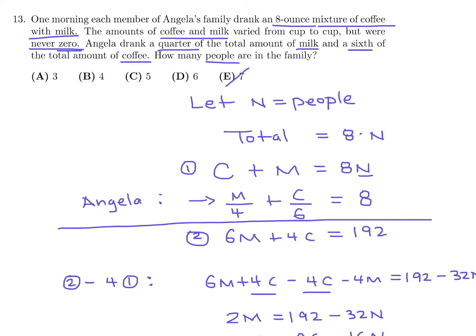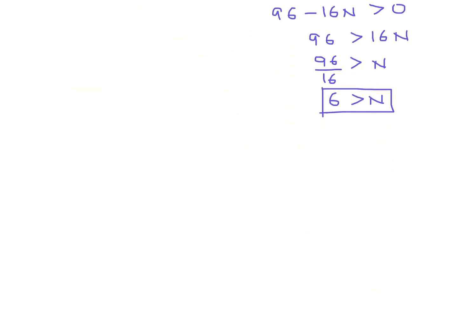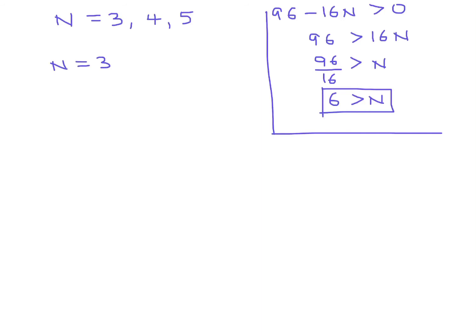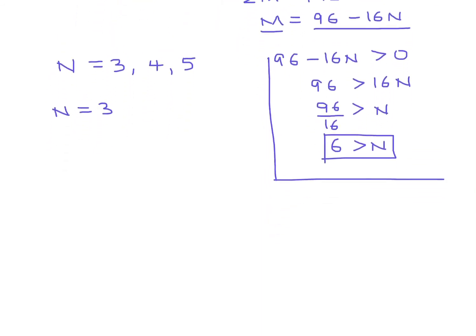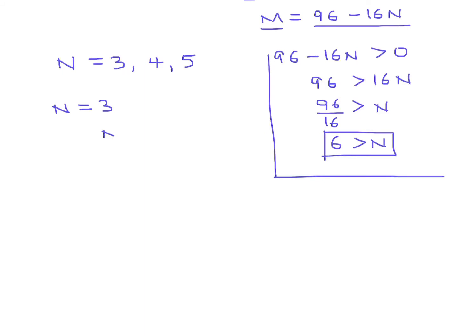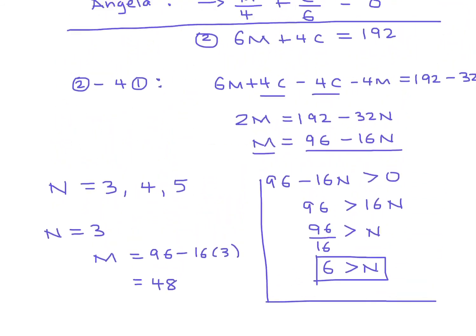So N is less than 6, so we can eliminate choices D and E. So N is either 3, 4, or 5. Well, let's see what we get. Let's start with N equals 3. If N equals 3, then according to our equations here, M is equal to 96 minus 16 times 3, which would equal 48. Now, is that possible?